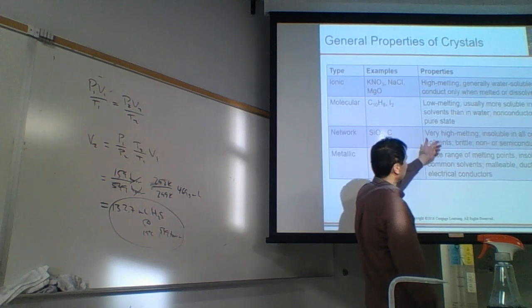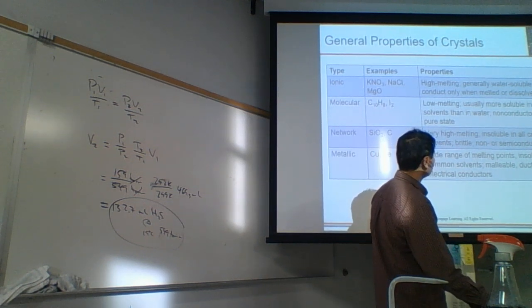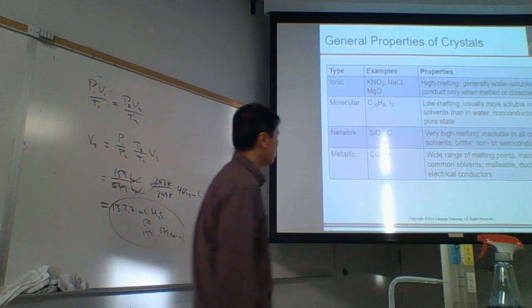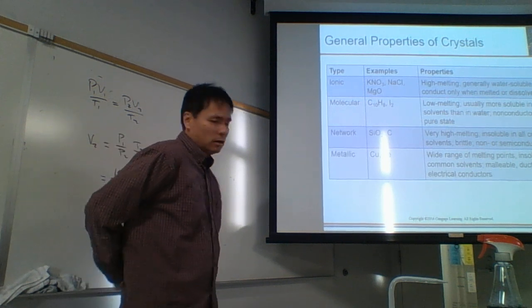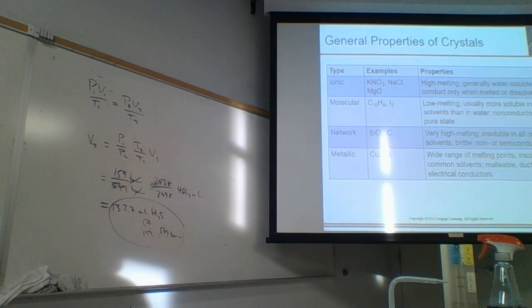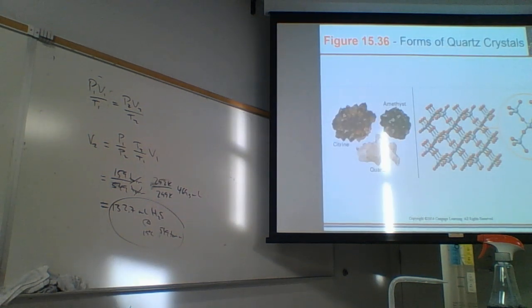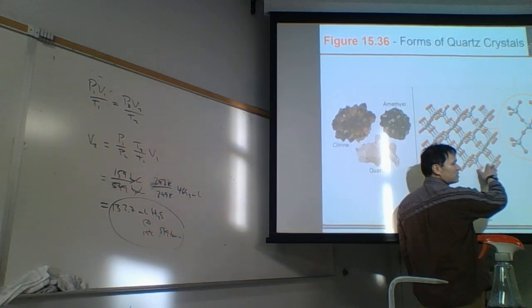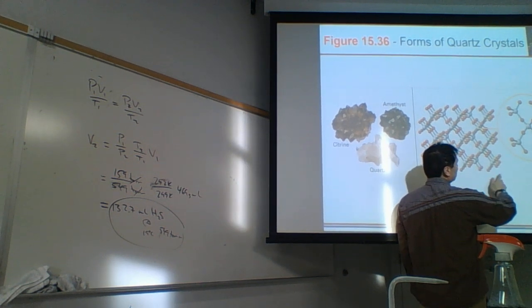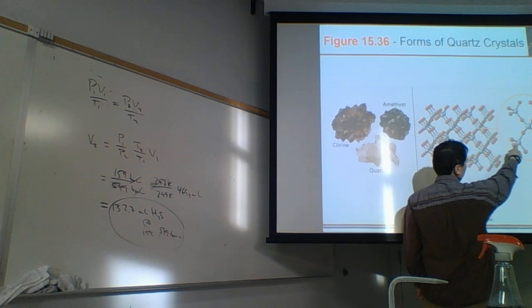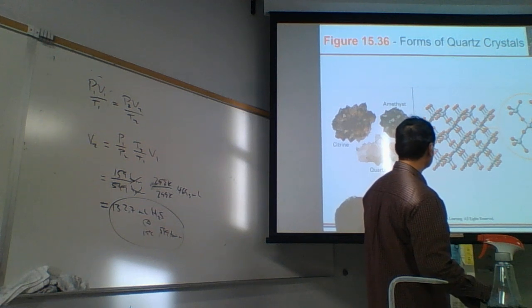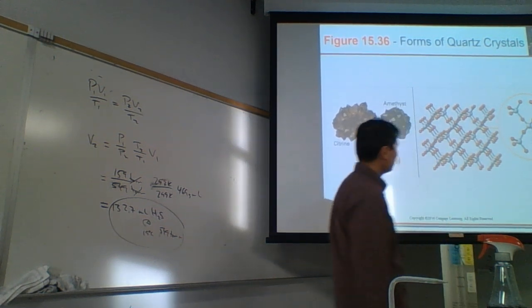Then we have network covalent, like quartz and diamond. Quartz and diamond have very high melting points because it's hard to break covalent bonds. Network covalent would be like this. What they're talking about is having a network of covalent bonds. So this is quartz. Diamond looks just like this, except all the balls are carbon atoms. And so we have these polar covalent bonds here for quartz. Quartz is polar, but it's not very soluble because it's hard to break those covalent bonds.